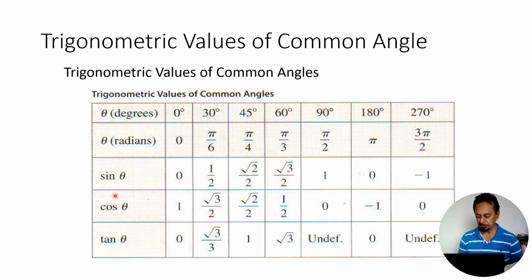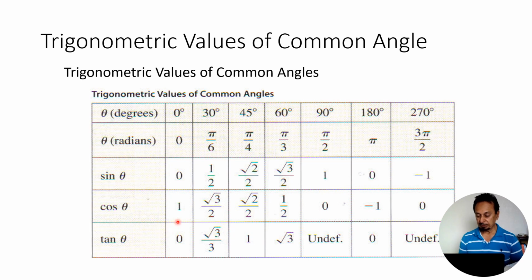If theta is 0, sine theta is also 0. At 30 degrees, sine theta is 1/2. At 45 degrees, sine theta is square root of 2 over 2. At 60 degrees, sine theta is equal to square root of 3 over 2. At 90 degrees, sine theta is 1. At 180 degrees, sine theta is 0. And at 270 degrees, sine theta is -1.